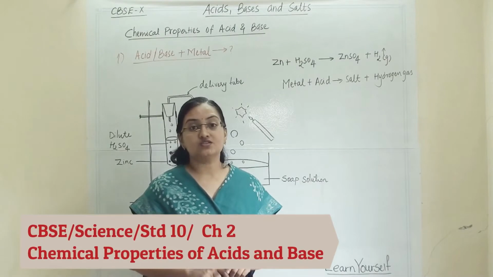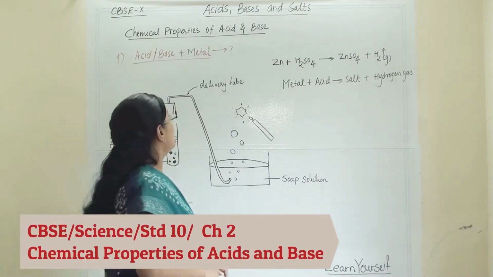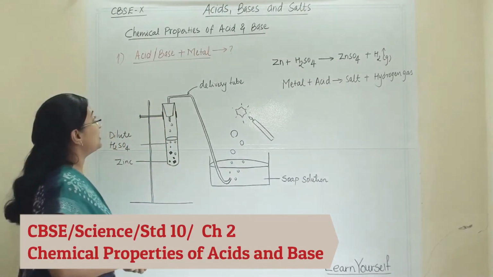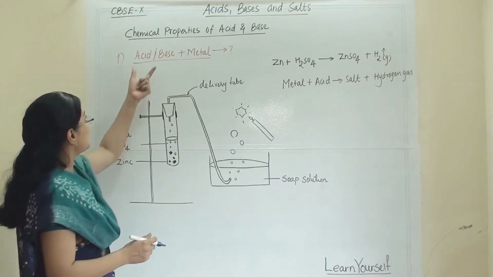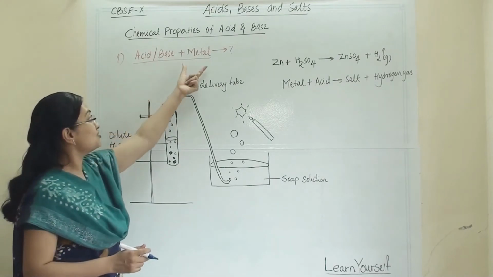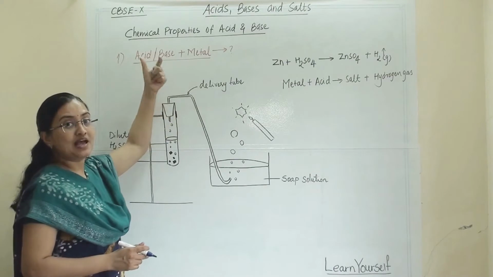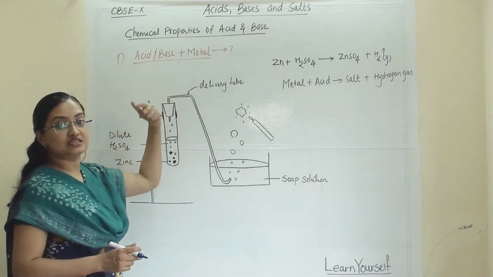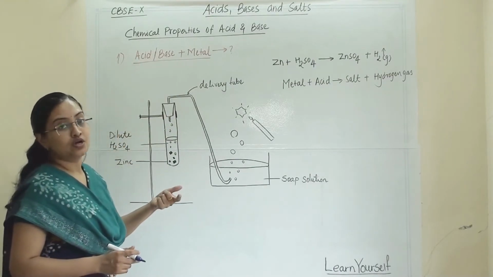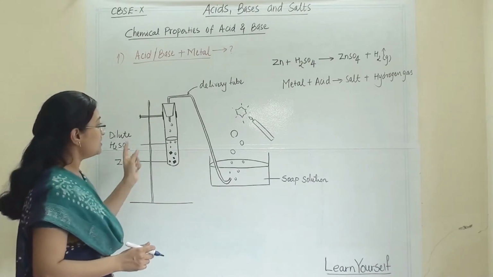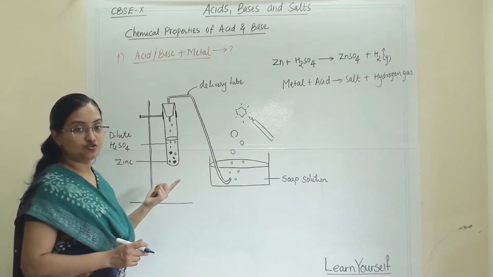Chemical properties of acid and base. So the first property we are going to study is acid or base reaction with metal. What will happen when acid and base is added to a metal? So here a small experiment we are going to perform.